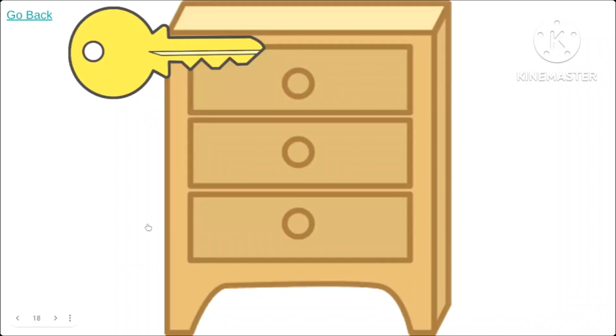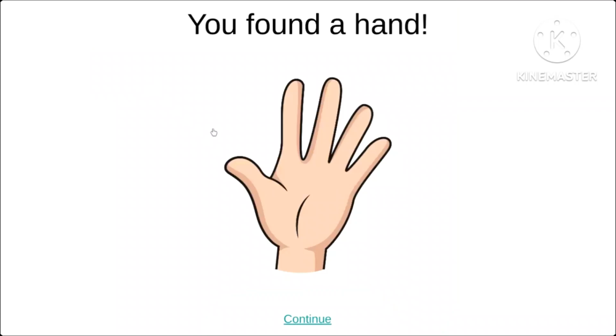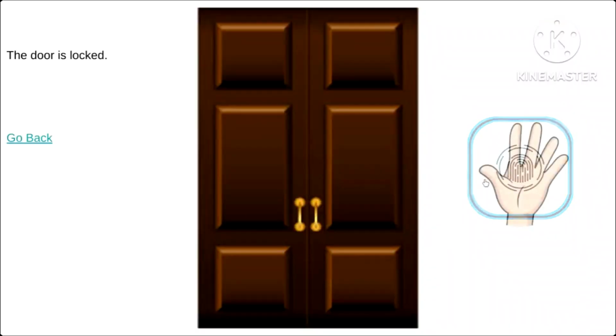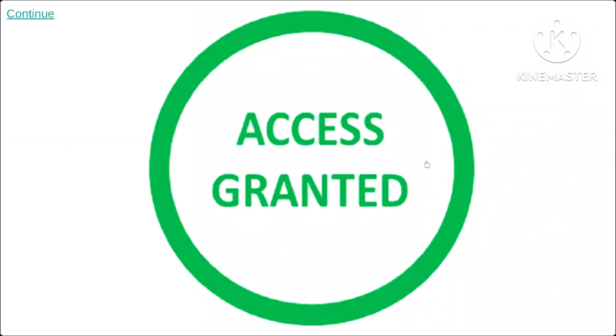Now you can go to the drawers, open it up with a key, and you found a hand. Okay. Don't know who is shoving random people's hands into drawers. That sounds a little weird, but hey, you get to escape now because the hand has the right print. You can exit the door, and yay, you escaped.